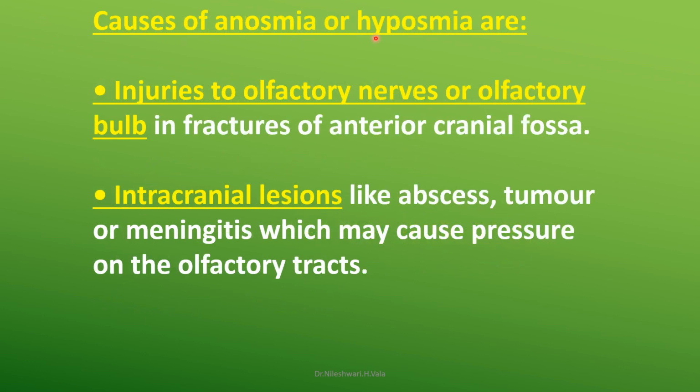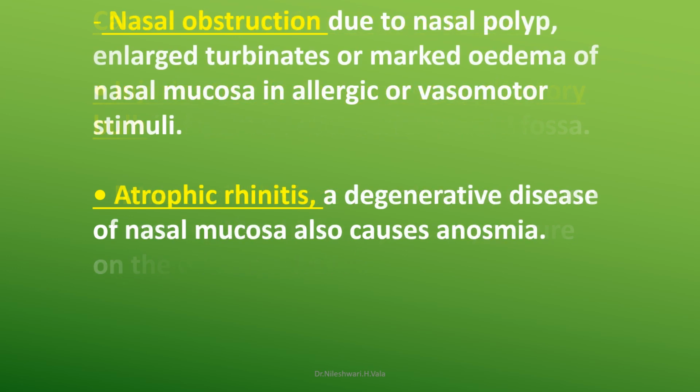Causes of anosmia or hyposmia are, first of all, injuries to the olfactory nerves or olfactory bulb in fracture of the anterior cranial fossa. Then, intracranial lesions like abscess, tumor or meningitis, which may cause pressure on the olfactory tract. Nasal obstruction due to nasal polyp and enlarged turbinates, or marked edema of the nasal mucosa in allergic or vasomotor stimuli. Then atrophic rhinitis. This is a degenerative disease of the nasal mucosa that causes anosmia.